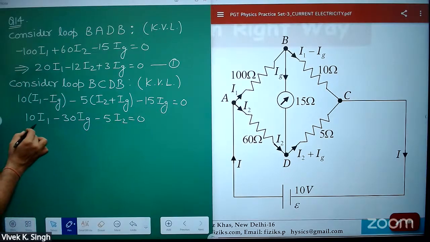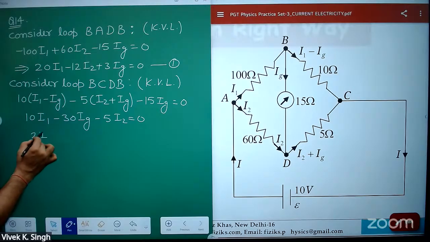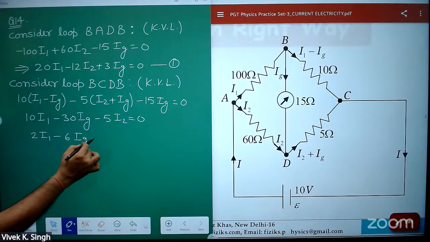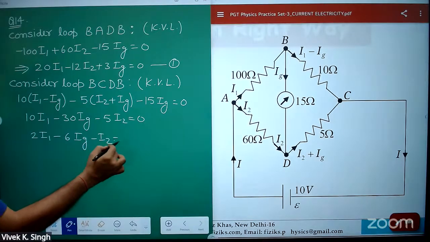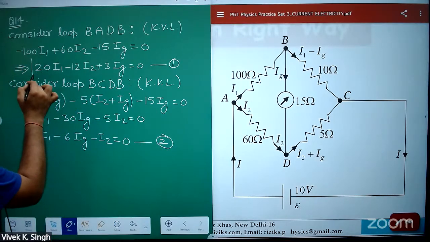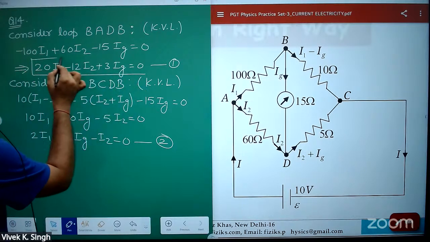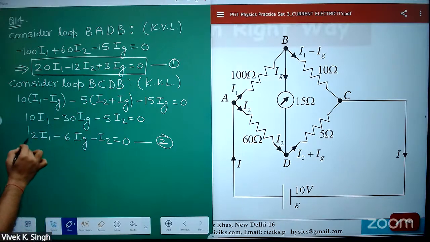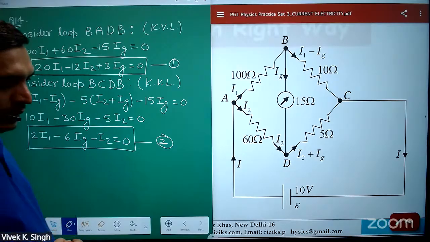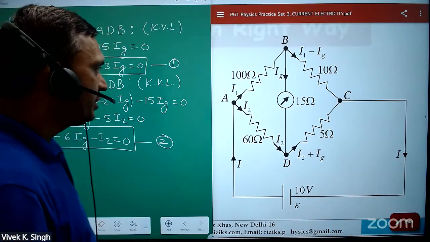Or this will give you, divide by 5, so this is 2 I1 minus 6 IG, and then minus I2 is equal to 0. So this is equation 2. This is equation 1, and this will be equation 2. Now we need another equation.